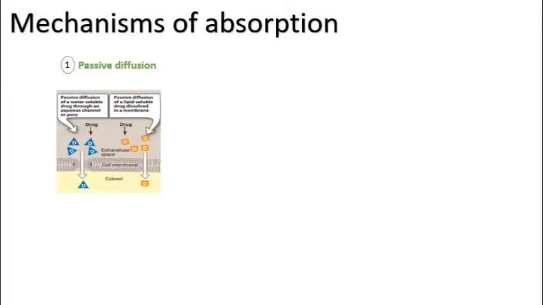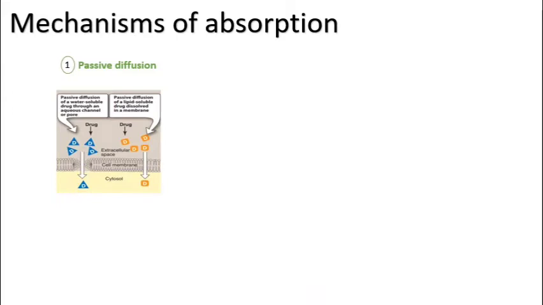So, how can this occur? This applies to a drug which is found in a high concentration outside the cell, and it can pass through the cell membrane easily, or passively, as the name says. This can occur if the drug is sufficiently lipophilic, so it can dissolve in the lipid bilayer of the cell membrane.